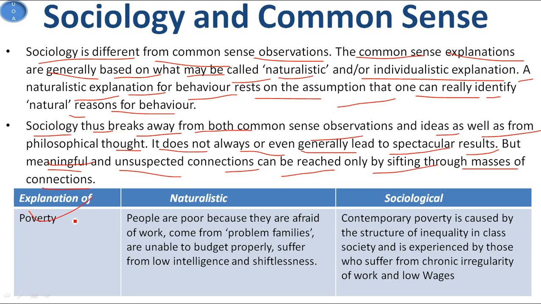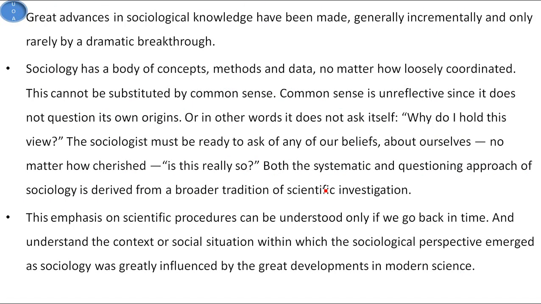So if we explain poverty from the common sense view, then people are poor because they are afraid of work, come from problem families, are unable to budget properly, and suffer from low intelligence and shiftlessness. Whereas from the perspective of sociology, contemporary poverty is caused by the structure of inequality in class society and is experienced by those who suffer from chronic irregularity of work and low wages. So great advances in sociological knowledge have been made generally incrementally and rarely by a dramatic breakthrough.